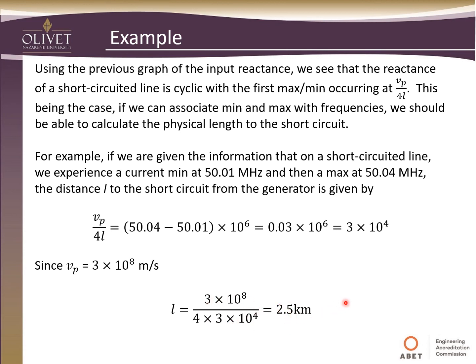So if we had a line running underground and we knew it had a short circuit, or we suspected it did, and we swept the frequencies and came up with these two min and max, then we could tell them where to start digging: go down the line about 2.5 kilometers, and we should be able to find that short circuit. So it's a pretty handy little trick you can do.